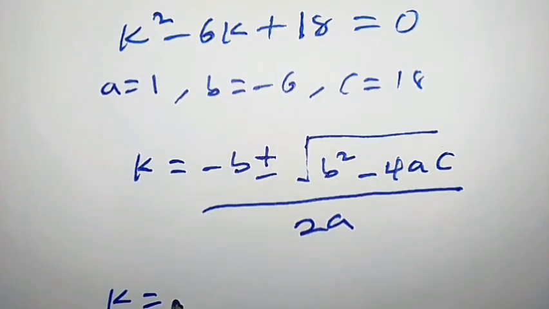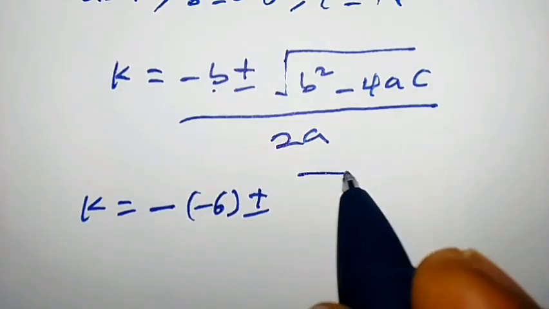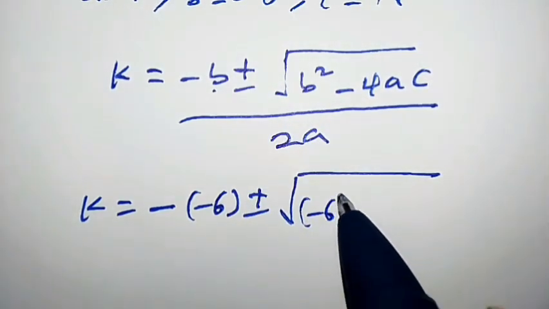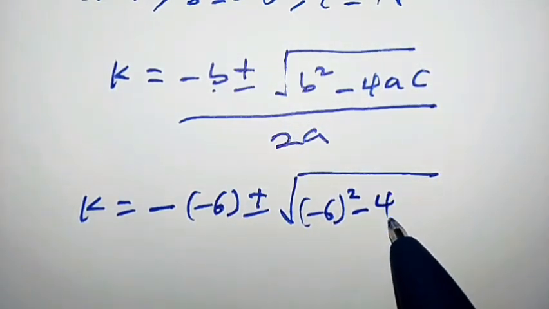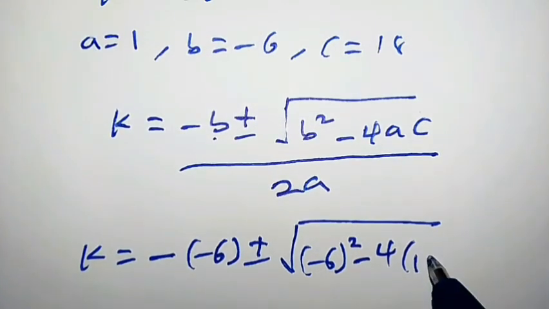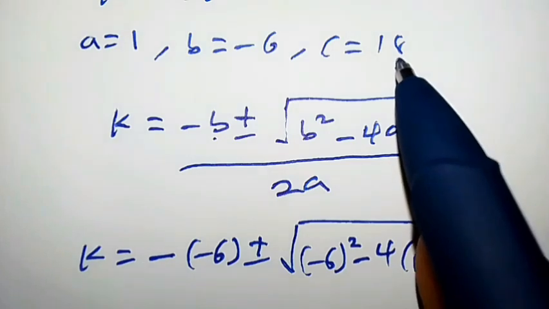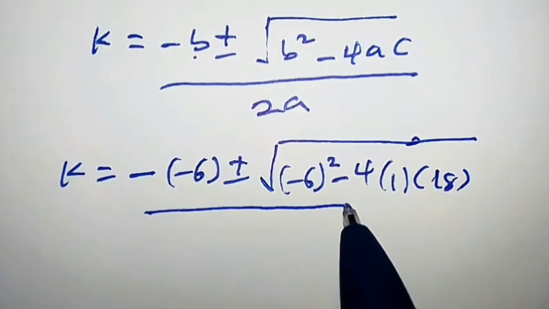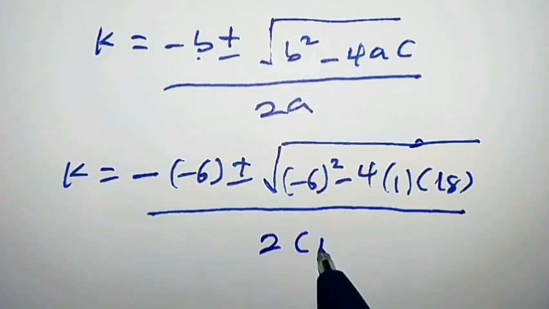k equal to minus, what is b? B is negative 6. We have negative 6 plus or minus square root of, what is b? B is negative 6. That will be negative 6 to the power of 2 minus 4 times, what is a? A is 1. So we have 1 times, what is c? C is 18, all over 2 times 1.